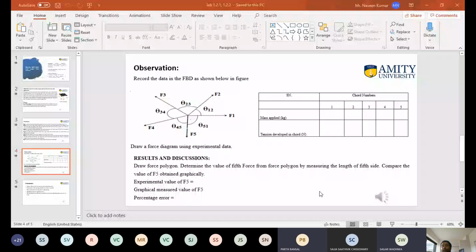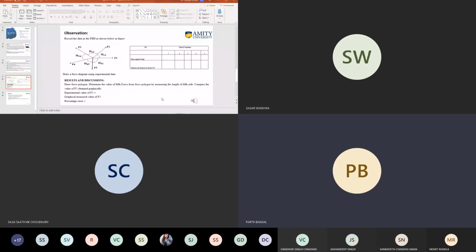So I am sharing some other slides now. Sir, in this table, the pulleys are at random angles, and we adjust the weights so that the center ring is at the center position. Okay, and then we measure the angles between the threads. Then we add another fifth weight. Because the fifth weight is the resultant weight, you simply have to take the value of that weight and put it in the table.